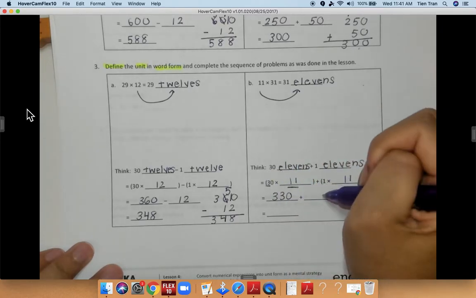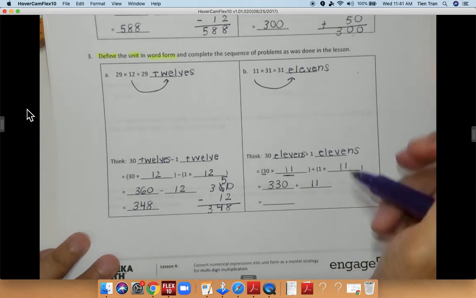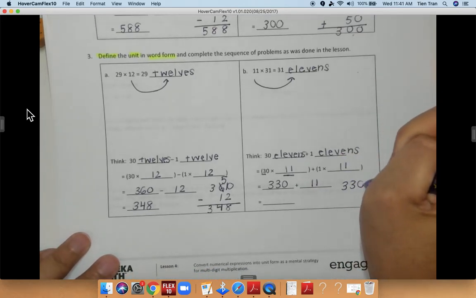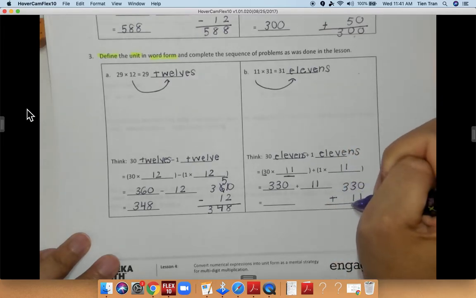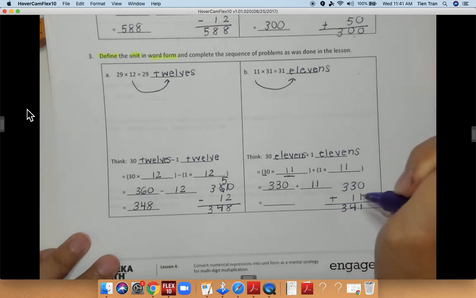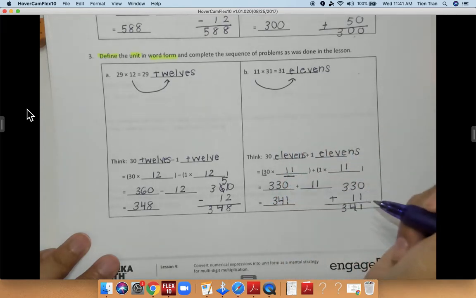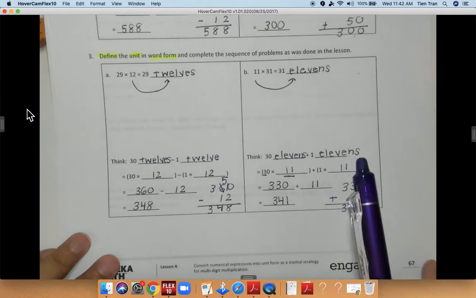Over here, I have 1 times 11. 1 times 11 is equal to 11. I'm going to add my numbers together. I know that 1 plus 0 is equal to 1, 3 plus 1 is equal to 4, and you bring down your 3. So you get 341 as your final answer.